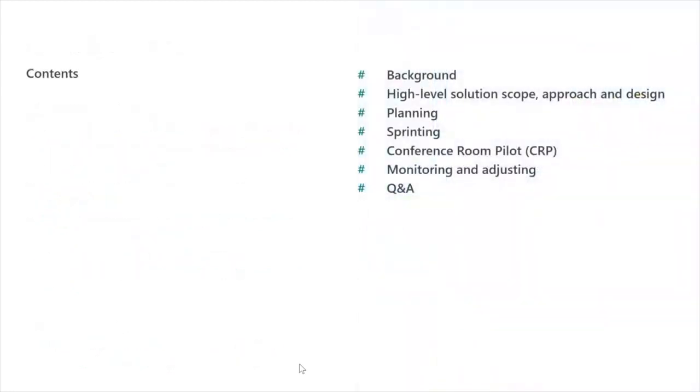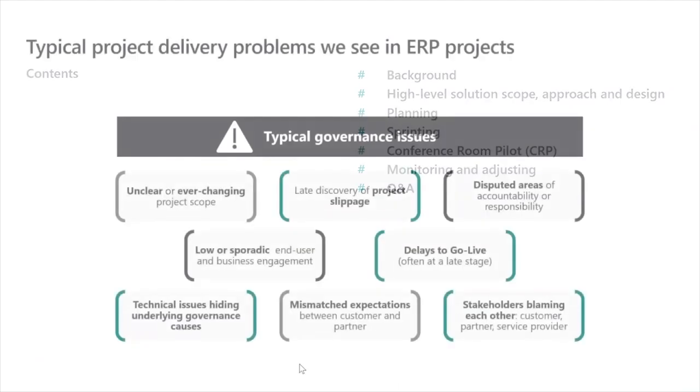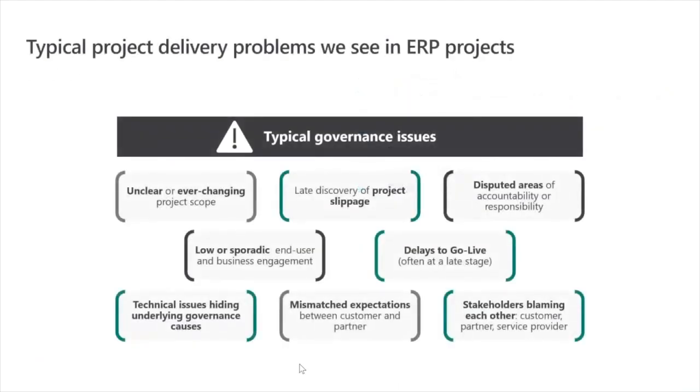We're also not going to go through a demonstration of project management tools, rather go through the principles of the approach. So we'll start with a little bit of background, and then we will go stepwise through the high-level solution scope. What does that mean? How should we be thinking about planning? How should we be thinking about sprinting? What do we mean by a conference room pilot? How do we monitor the project as it's running? And how do we adjust rapidly to make sure that the project remains on track? If there is any time left at the end of this session, we will pick up some Q&A as well. But please feel free to ask your questions interactively in the Q&A panel as we go along.